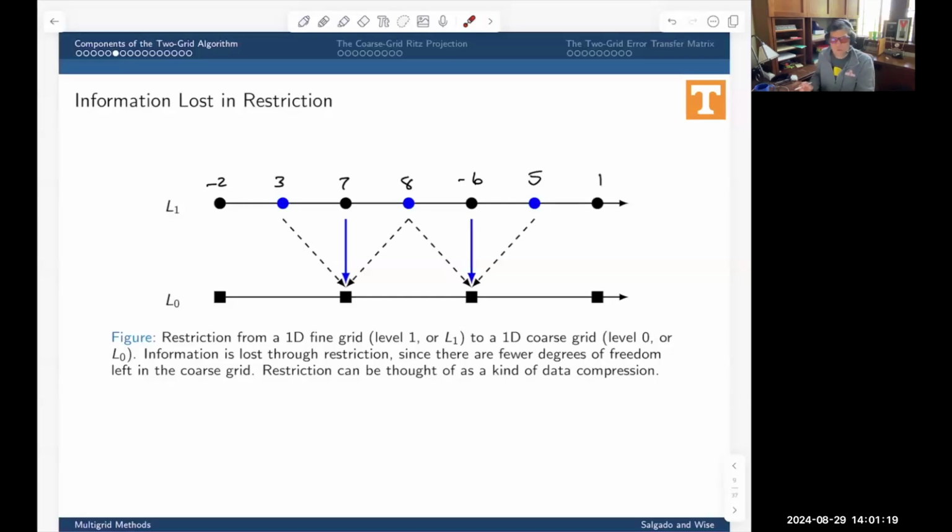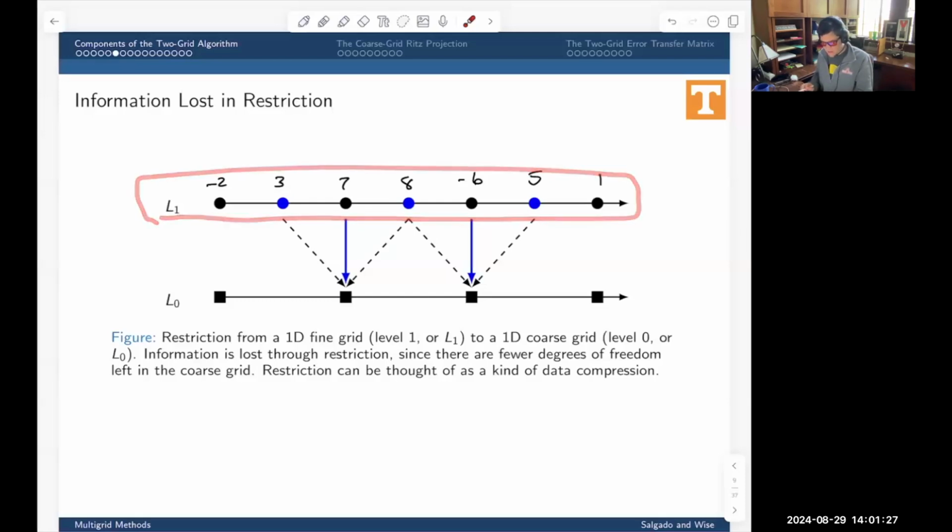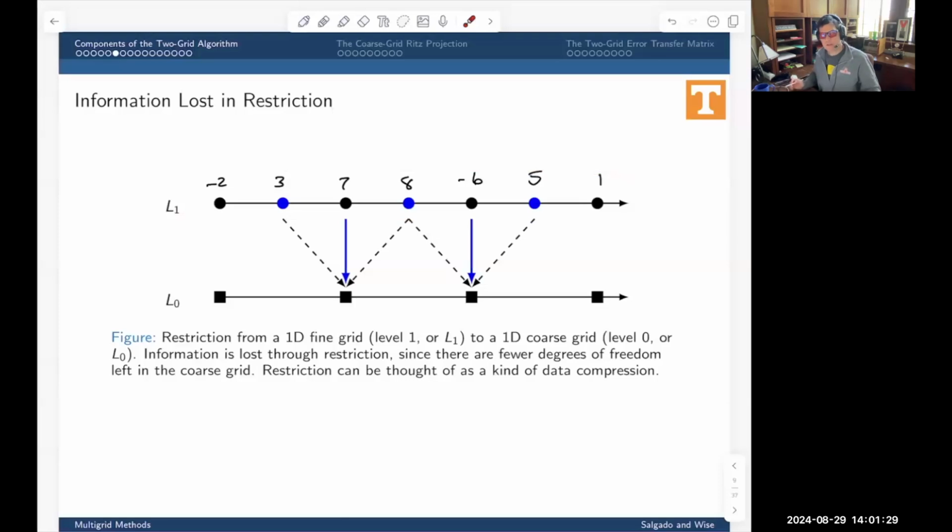Where did these level ideas come from? The space with more information in it, we're going to call level 1. So high information, or lots of information, is level 1, and level 0 has less information. We can think of this as the fine grid, and this as the coarse grid. That's where this terminology is coming from.